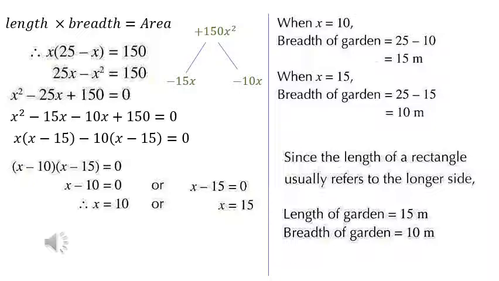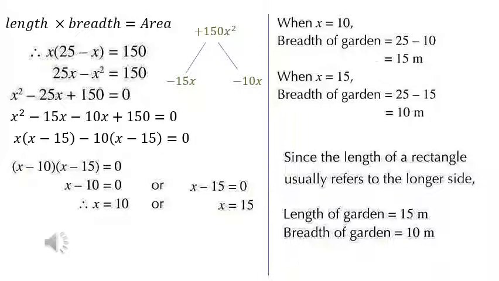Take 150 to the other side of the equation and arrange the quadratic equation in standard form. The power of x should be in decreasing order. In the first term, the power should be 2. In the second term, the power should be 1. And the third term is the constant term. Factorize the equation by the middle term break method. By factorization, we have the value of x as 10 or 15.